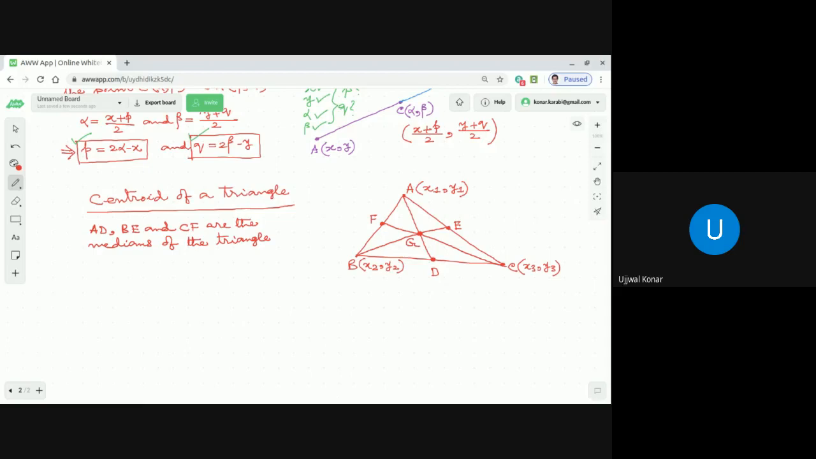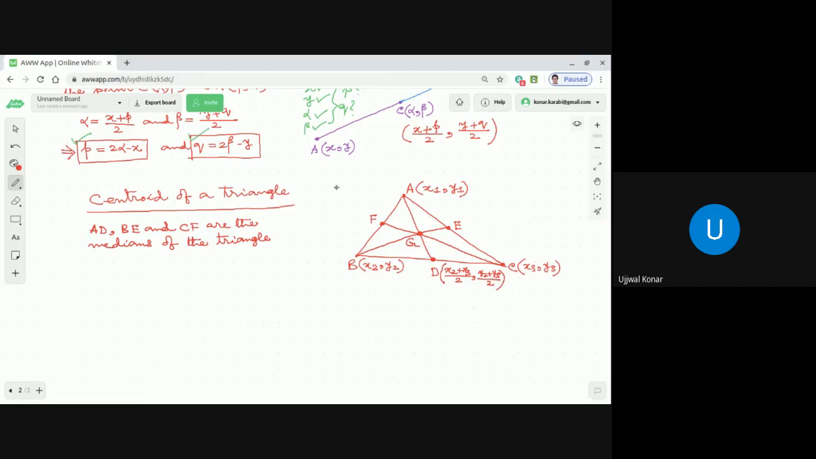Now, let us focus on the line segment AD. What is the coordinate of the point D? As we just learned, D is the midpoint of BC. So the coordinate of the point D should be (x2 plus x3)/2, comma, (y2 plus y3)/2. Correct or not? That is the midpoint of BC, D.